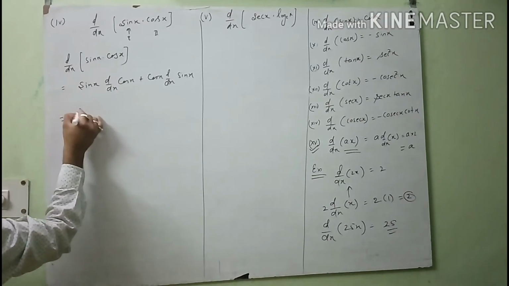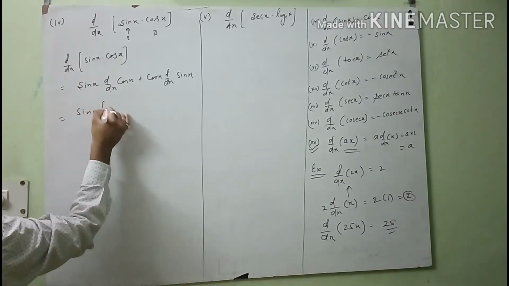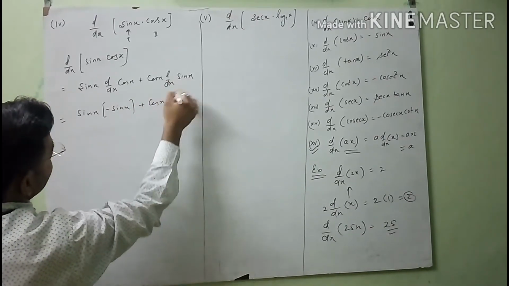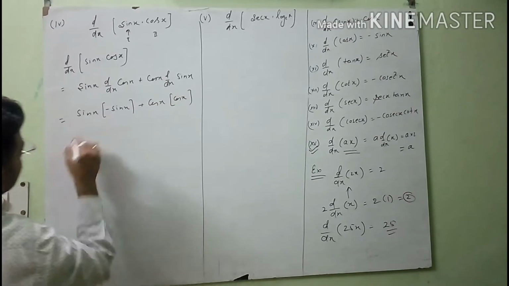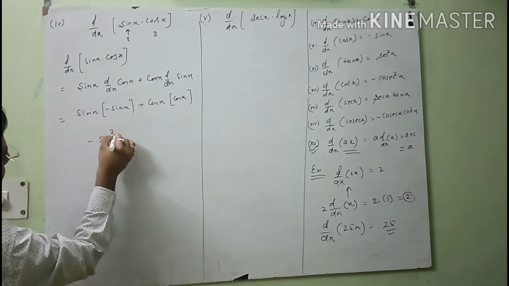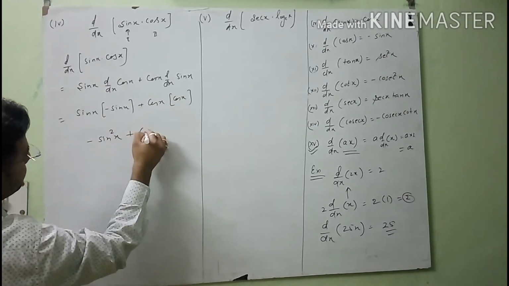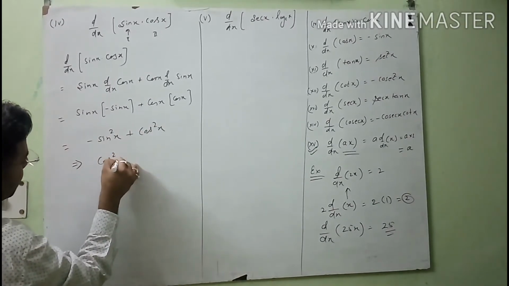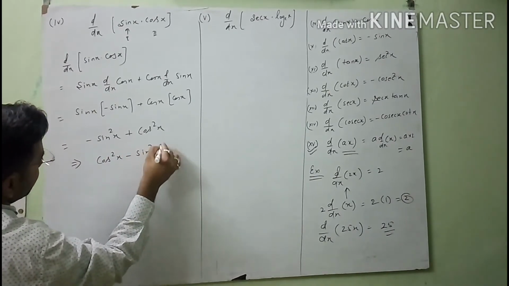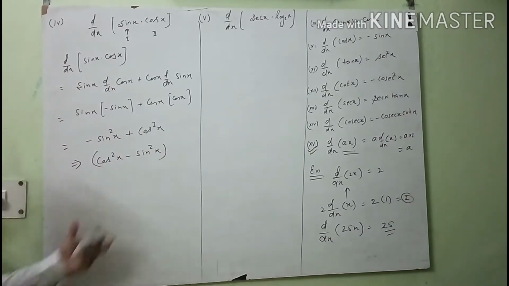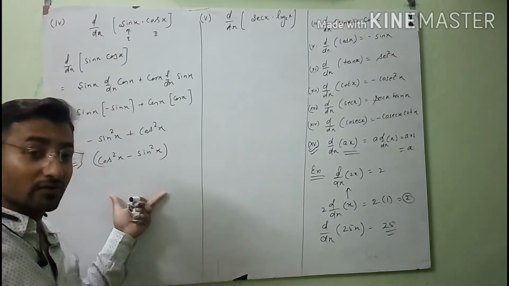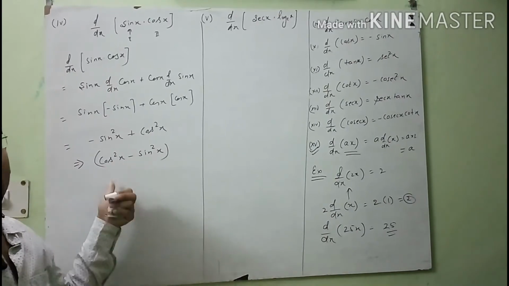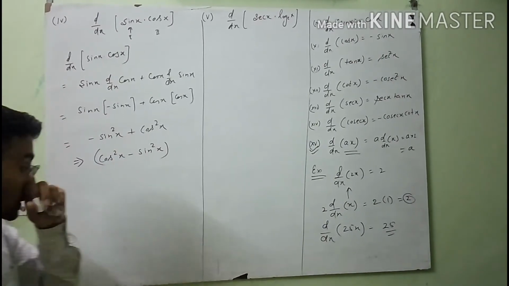See here, sin x, the differentiation of cos x is negative sin x, you can see the formula there, plus cos x, d upon dx of sin x, again cos x. So sin x into minus sin x gives minus sin square x, cos x into cos x gives cos square x. So the answer is cos square x minus sin square x. If you know the previous formula which I explained in my previous lecture related to trigonometry, this is the formula of cos 2 theta, meaning cos 2x.